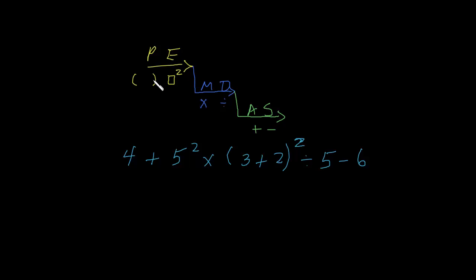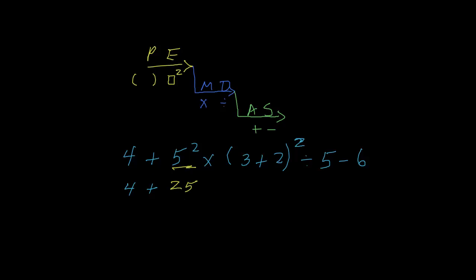So we're looking for any parentheses or exponents from left to right. Now the first exponent that we'll encounter is the one right here. So that means that this guy has to be taken care of first. So it must be performed first. So we have 4 plus, this becomes a 25.